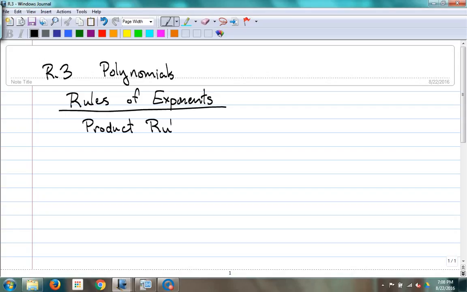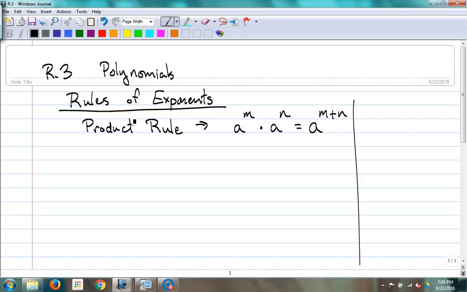The product rule in math, the word product means multiplication. So it's a multiplication problem where you have a base with an exponent times something with the same base and an exponent. The rule is, if the base is the same and they're multiplying, you do what with the exponents? Does anybody remember? You add them. Yeah, m plus n. Okay.